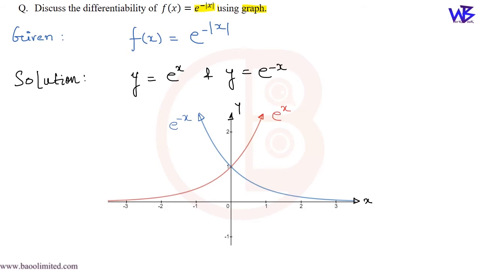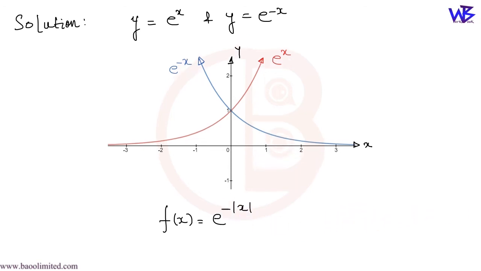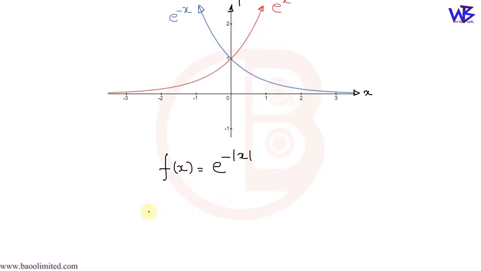Since the given function is f of x is equal to e to the power of negative of modulus of x, let's observe function modulus of x. So the modulus function is defined as mod of x is equal to positive x if x is greater than or equal to 0, and negative of x if x is lesser than 0.